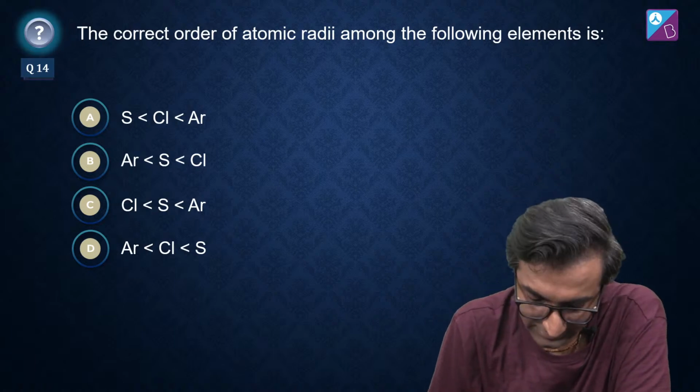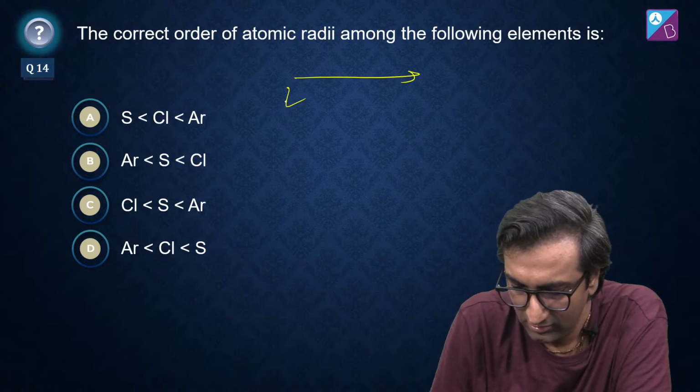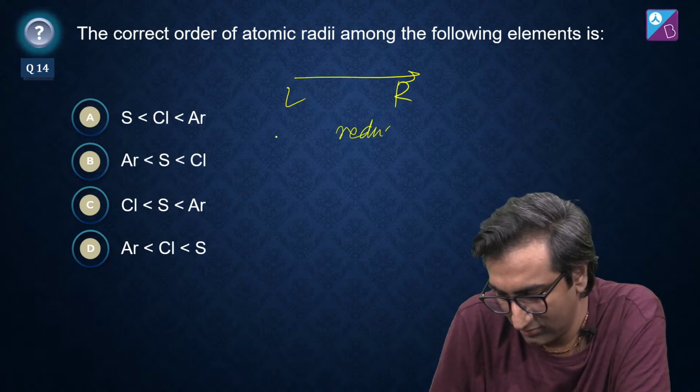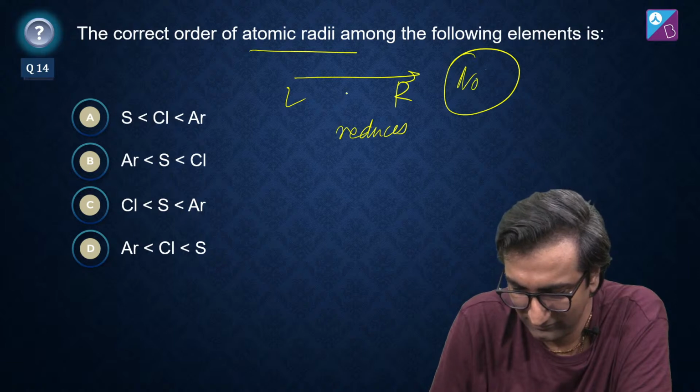The correct order of atomic radii. Atomic radii. So as you go from left to right, it reduces. ठीक है. Okay, but what about boom, noble gas? I think that got pretty large, right?